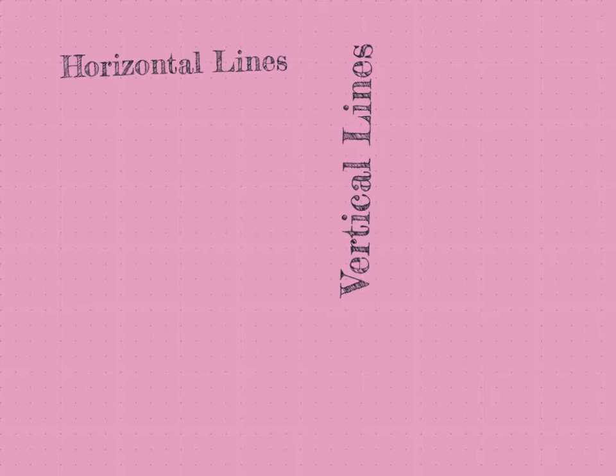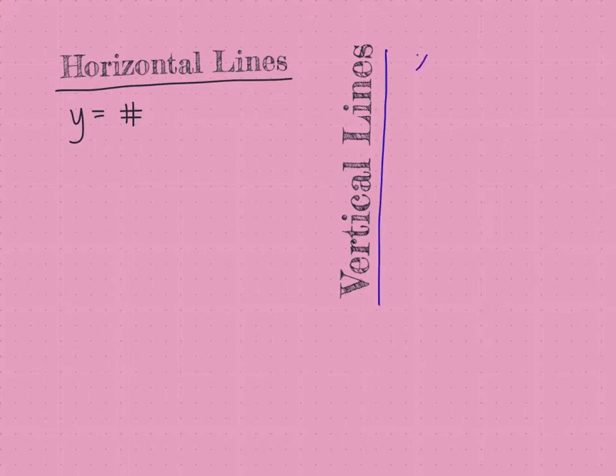A horizontal line is any line that is of the form y equals a number. Now, this is not the most mathematical way to write it. I'm using this symbol, which is not a hashtag. It means number. So anything that's y equals a number, just like y equals 2 on the previous slide. A vertical line is anything that is of the form x equals a number.